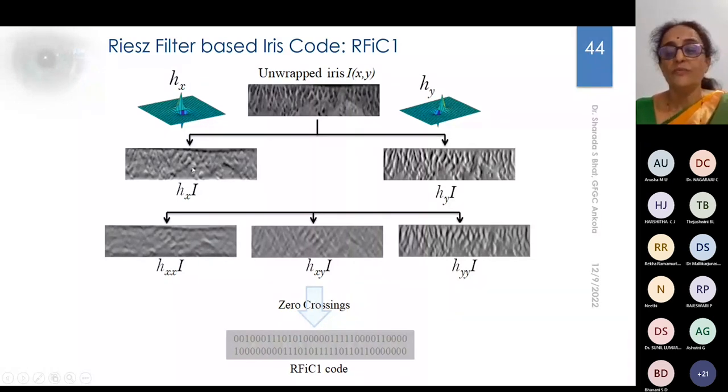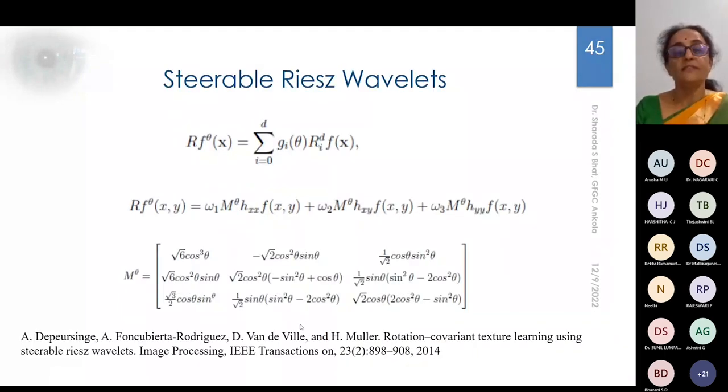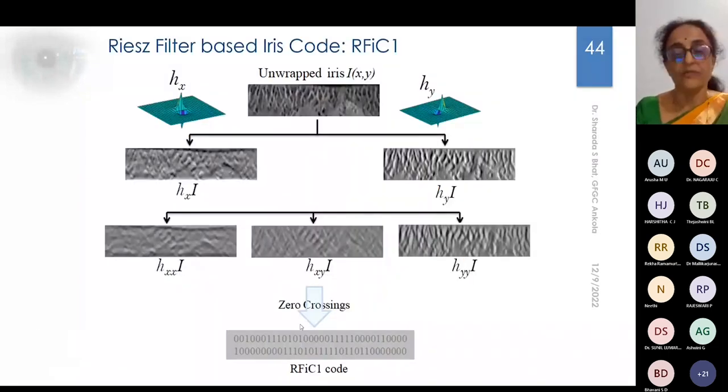These two will give one bit, this will give another bit, and these three will generate three more bits. So we get this one, RFIC1, with a given image. Each pixel is encoded with five binary bits here, with the first one, RFIC1. So this is one iris code.